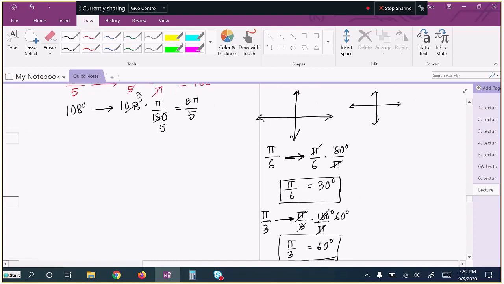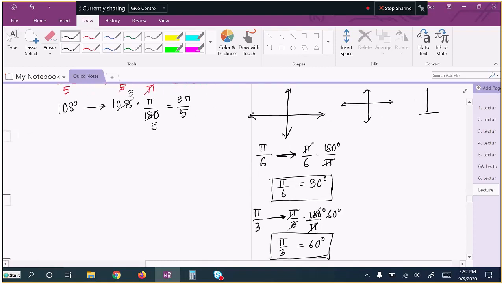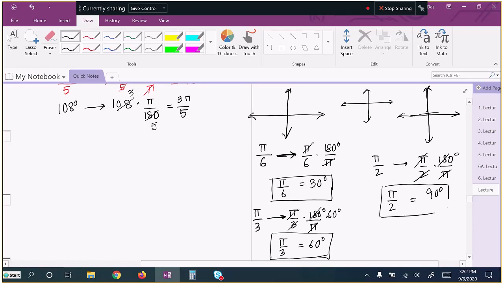So pi over 2, when you change it from the radian measure to the degree measure, you get pi over 2 times 180 over pi. So I get 90 degrees. So pi over 2 will be associated with 90 degrees.